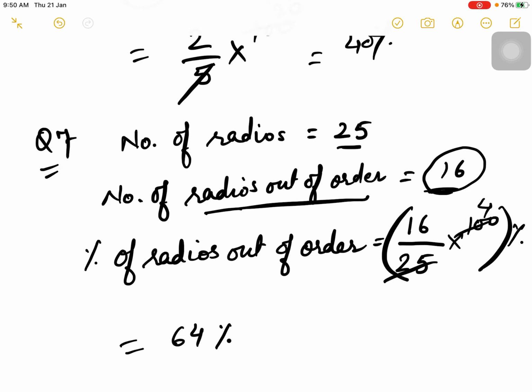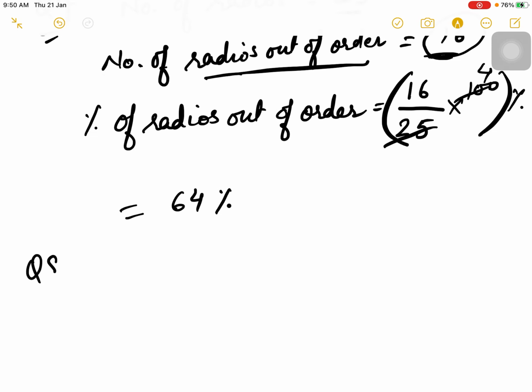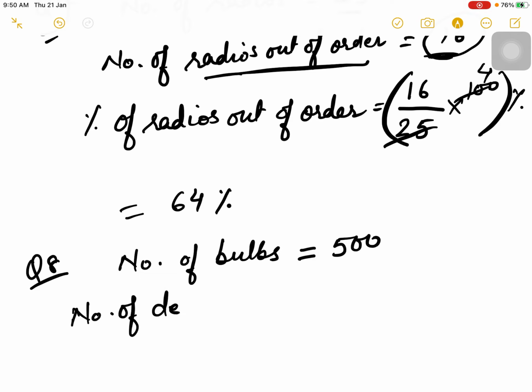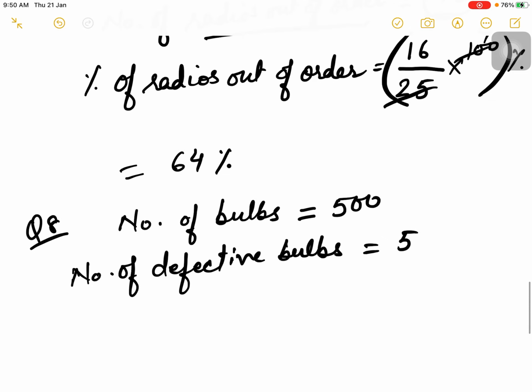Okay. Question number 8. Now I will explain question number 8 only and you will solve it yourself. A shop has 500 bulbs. How many bulbs are there in the shop? 500. Okay. Out of which 5 are defective. So number of defective bulbs are 5. And you have to find what percent of bulbs are defective. Very simple, you can do it yourself.